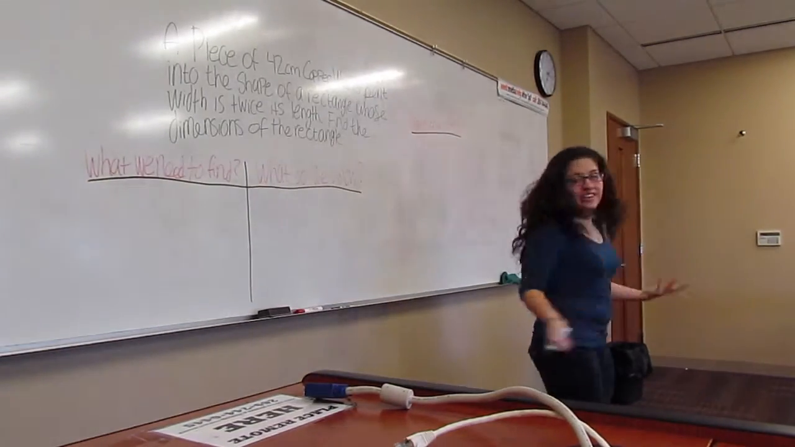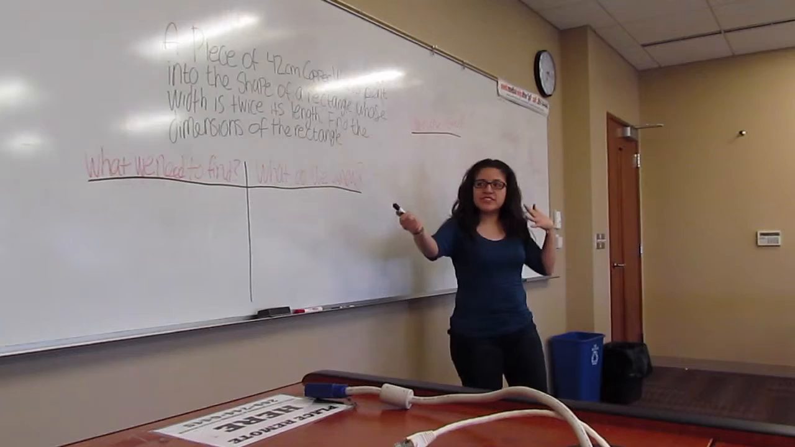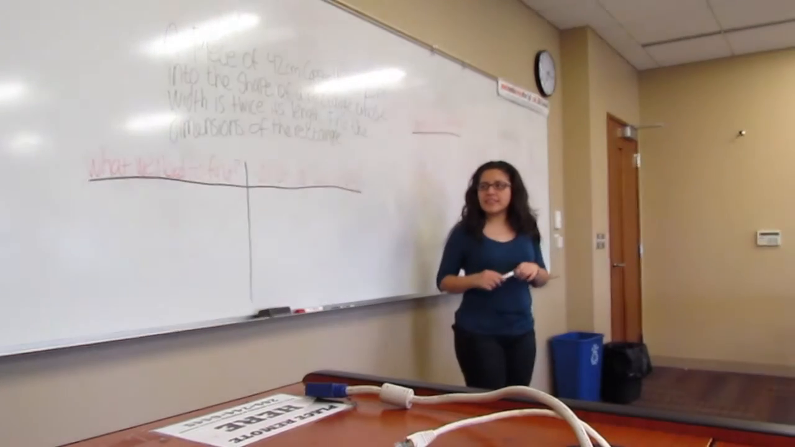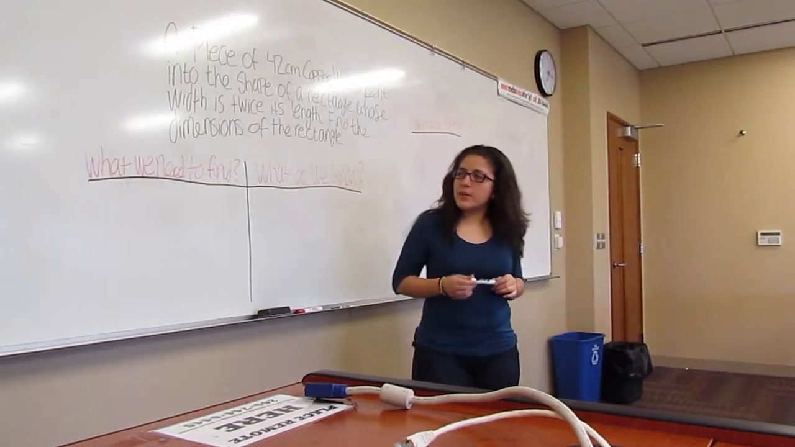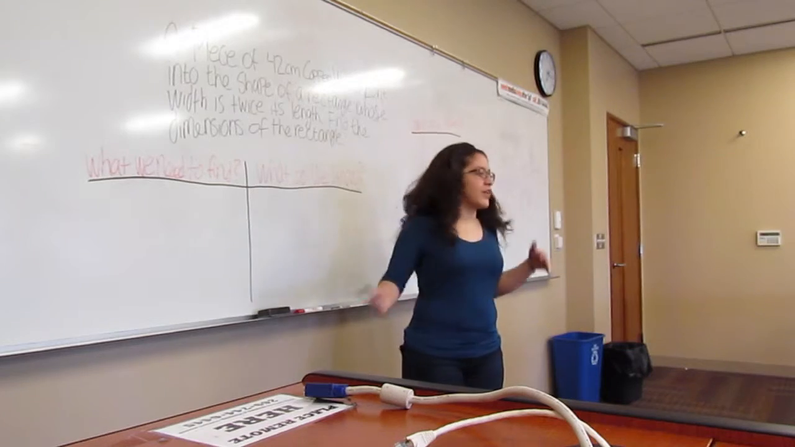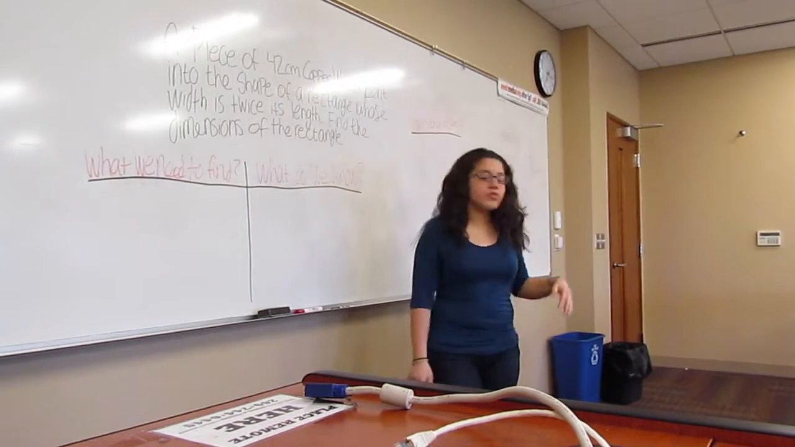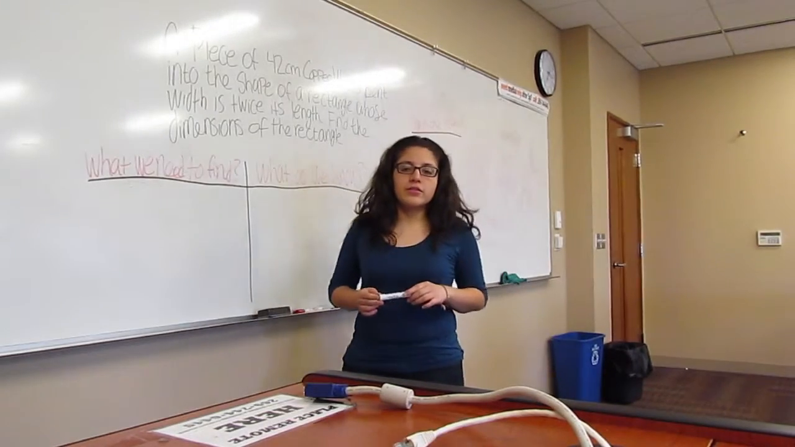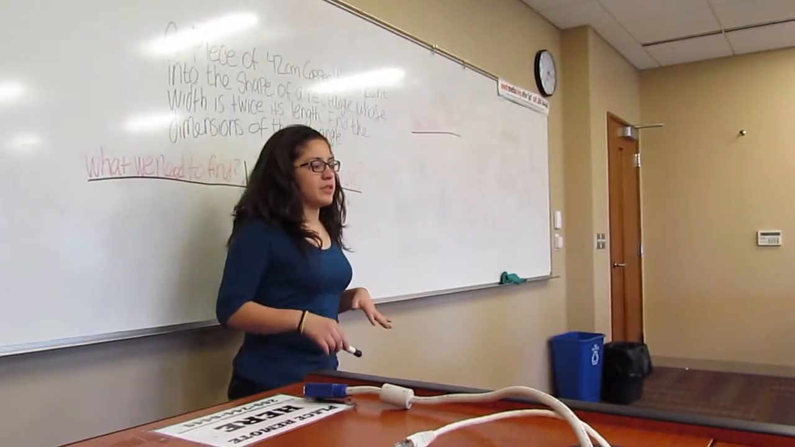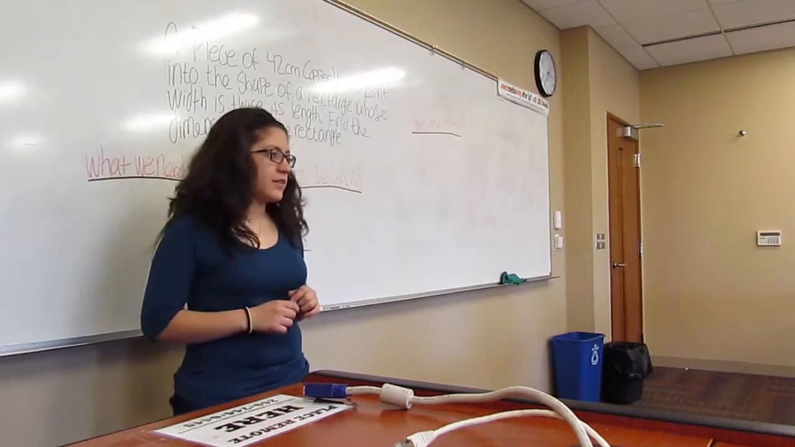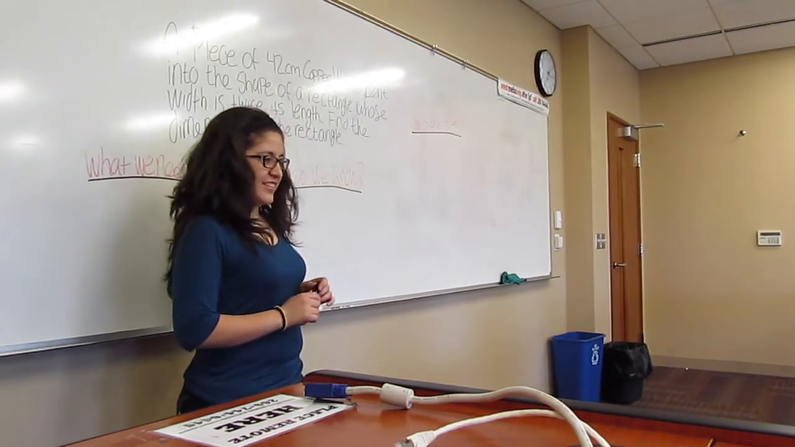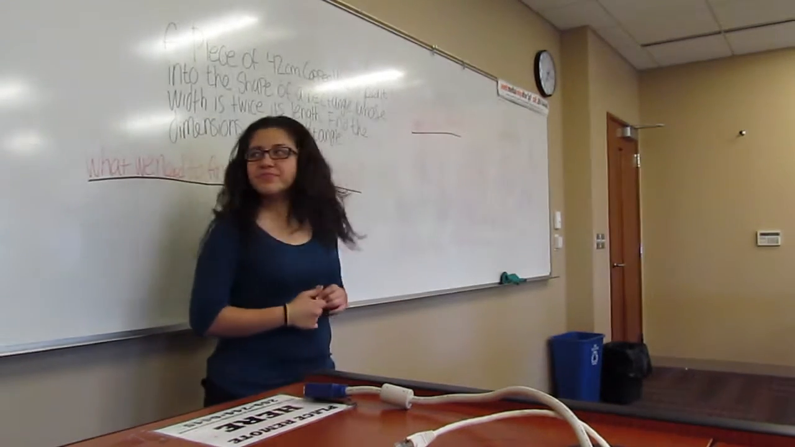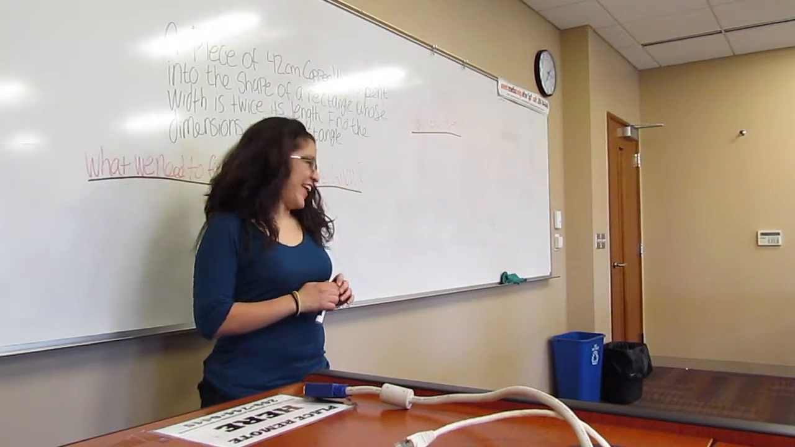If you can take out your notebooks and start the do now. What I'm asking is for you to write the formulas for the area of a rectangle and for the perimeter of a rectangle. Can you let me know when you're done by putting your pencils down? Thanks.